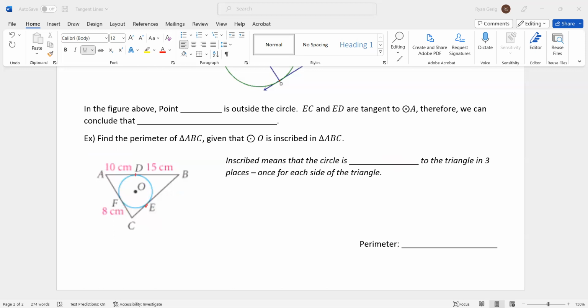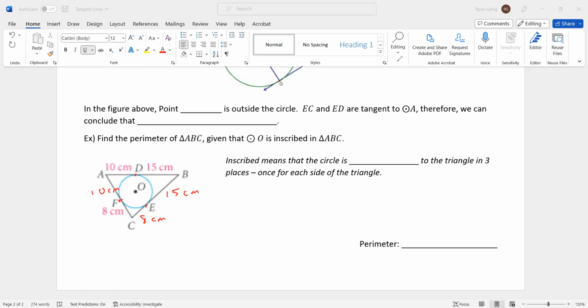What I will see a bunch of people do is put the wrong sides at the wrong spot, I guess. So we just said BE is also 15. What's AF? Hopefully you see that AF is 10. It's not 8, it's 10. Because AD and AF are congruent. And then EC would be 8 centimeters.